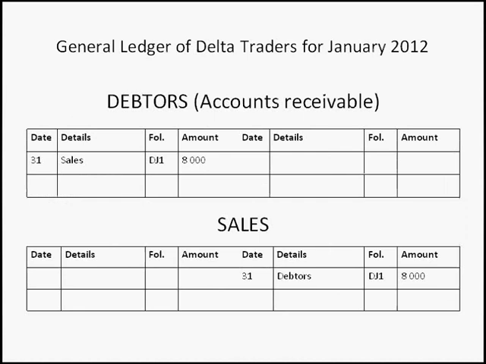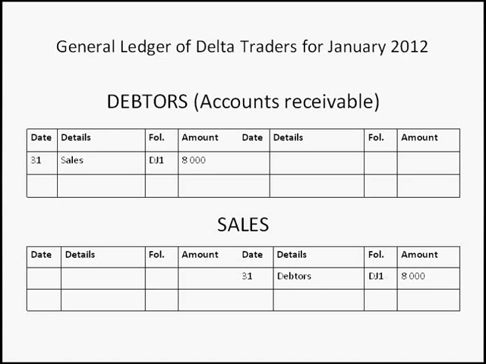Firstly, debtors or accounts receivable, if you're using the new terminology. My debtors account will be debited on the 31st with sales, because sales is the other account that I've already identified. The folio column shows the journal where I got this information from, and it's debtors journal. The 1 just indicates that it's journal number 1. The business might have more than one journal that they're working from, and it will just indicate which number they're working with. And the amount is 8,000 Rand.